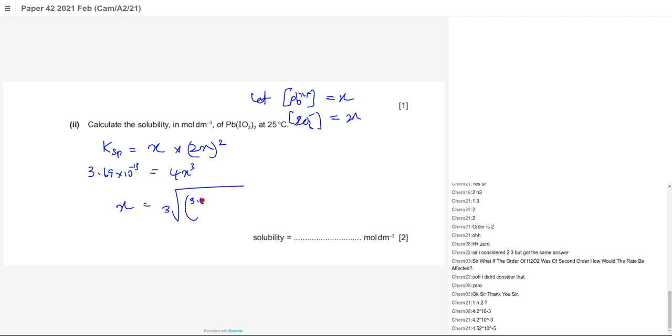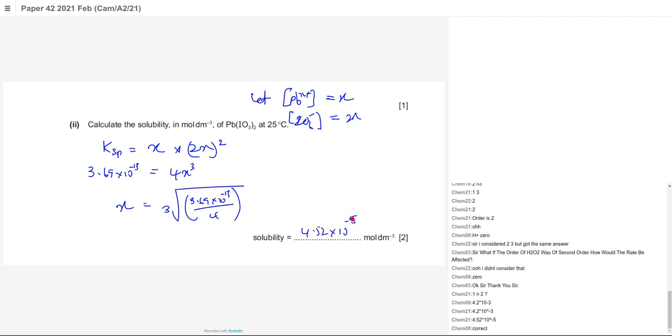Can someone help me, please, with the answer? I don't want to waste time here. What's the answer here? It's 5.4. I hope this is correct. 4.5 × 10 to the power minus 15. Is it correct? Sorry, 10 to the power minus 5. Okay, fine.